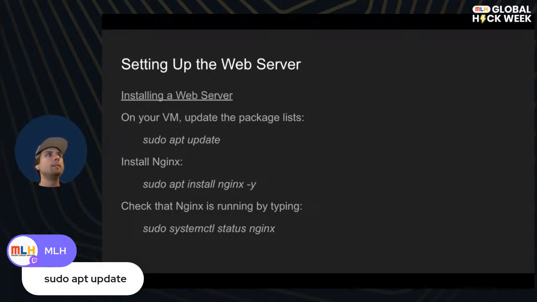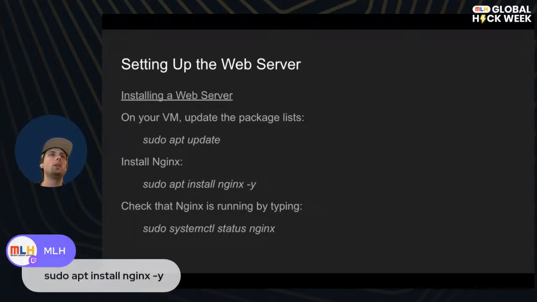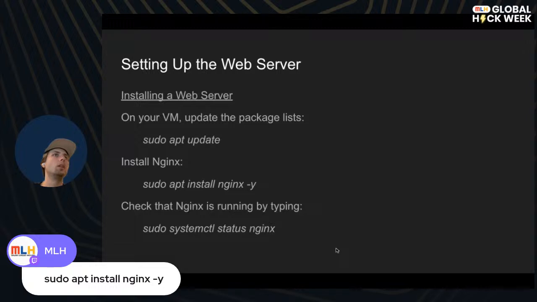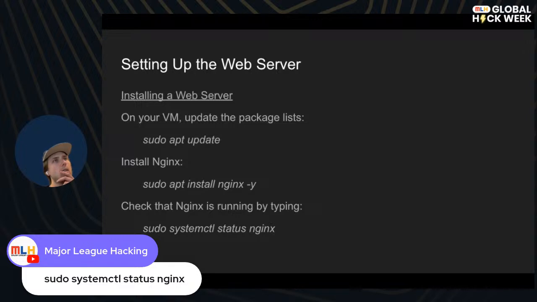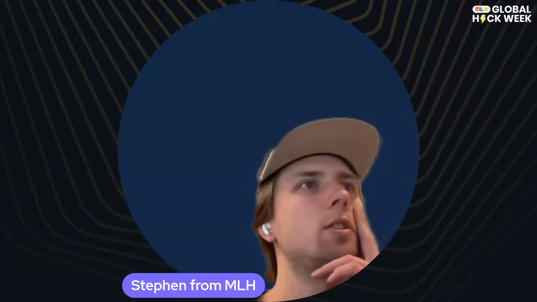And then another thing we'll type is sudo apt install nginx -y. And that will basically approve our nginx installation. And we can type systemctl status nginx to verify that nginx got installed. So let's try these out on our terminal.